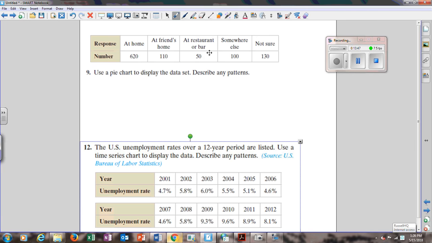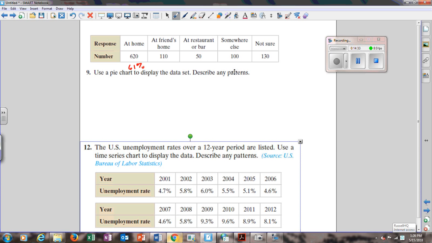Use a pie chart to display the data, describe any patterns. If I have you do this on the test, you won't actually have to draw it out. You just have to show me how to do it. So what you would do is you add 620. Hint, I'm not going to have you do this on the test. You use 620 plus 110 plus 50 plus 100 plus 130 gives you 1010. And then you do 620 divided by 1010. It's going to give you 61%.